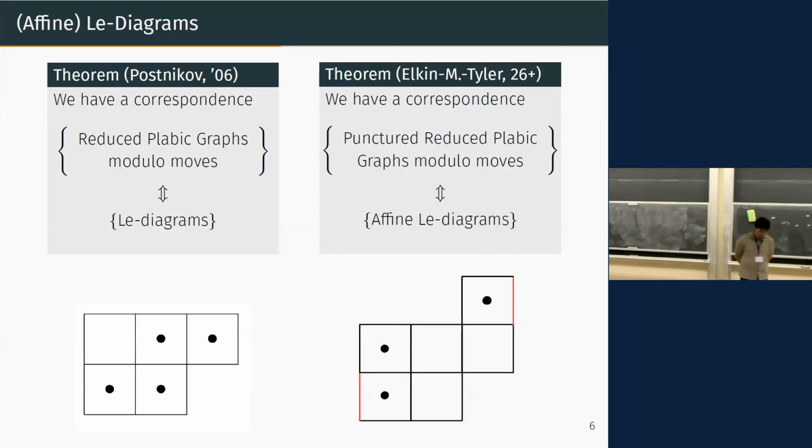Can you use either the affine Le diagrams or your punctured plabic graphs to parameterize the positive part intersected with this affine? That's a good question. We haven't thought about positive parts yet. I guess they're contained in. So we haven't really thought too much about positivity.